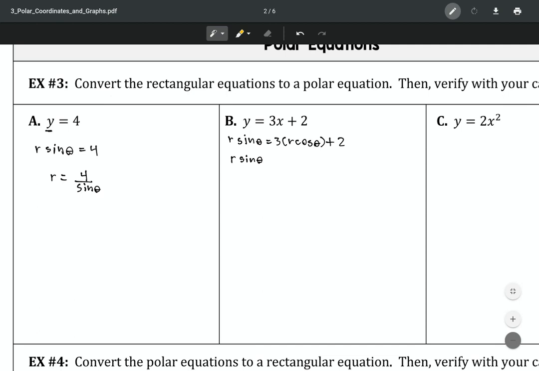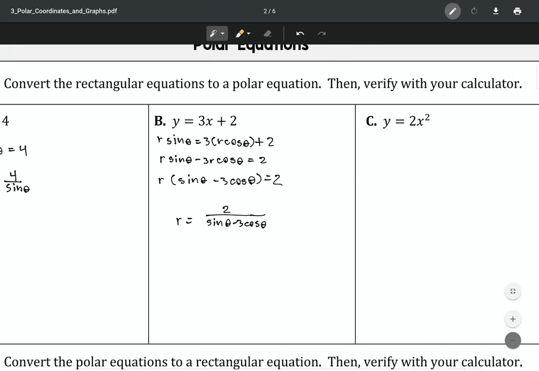Let's see, how did I do it? I'm going to subtract the 3r cosine of theta. I'm going to leave that 2 out there. Then I'm going to factor out an r. Okay, and then finally, I'm going to divide both sides by sine theta minus 3 cosine theta. Okay, so there's that.